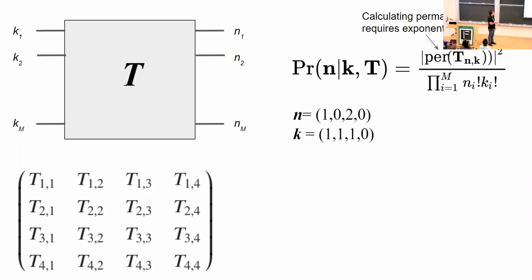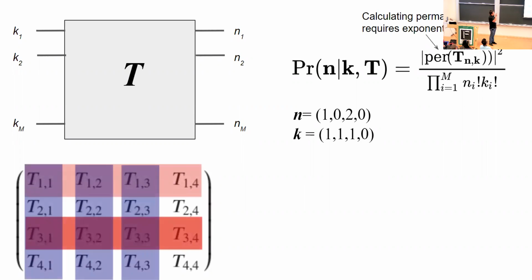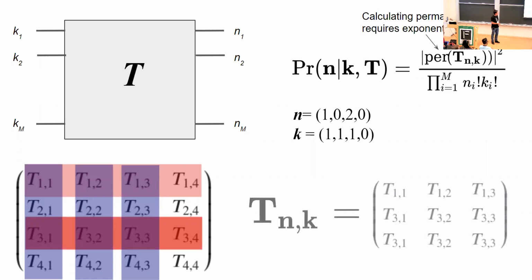And to give you an example, if I take a 4x4 interferometer where I send 3 single photons in the first 3 inputs, and I want to know what's the probability that I get 1 photon in the first output and 2 photons in the third output, then what I do is the inputs tell me which columns of this matrix to take, and the outputs tell me which rows of this matrix to take. And in the case where I have repetitions or where I have numbers that are greater than 1, that means that that particular row has to be repeated. So I do that. I construct this matrix that you see there, and then I take the permanent that tells me the probability that this event happens.